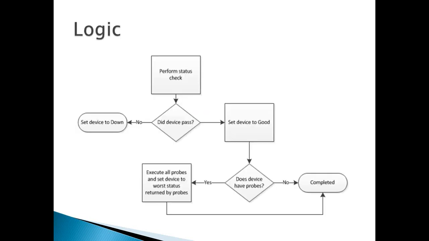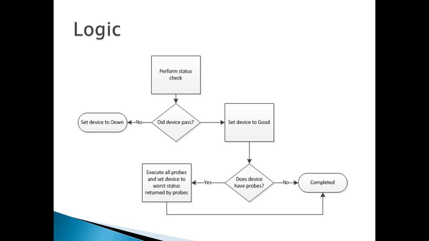So if we look at the logic of how this works, this is pretty much what I just described. We run the status check. If the device doesn't pass, we set it to down. If it does pass, we set it to good. If there's no probes on the device at that point, then we're done. The device is good in our eyes. I mean, there may be all kinds of issues with it, right? But we haven't defined any probes, so we're not looking at any other variables.